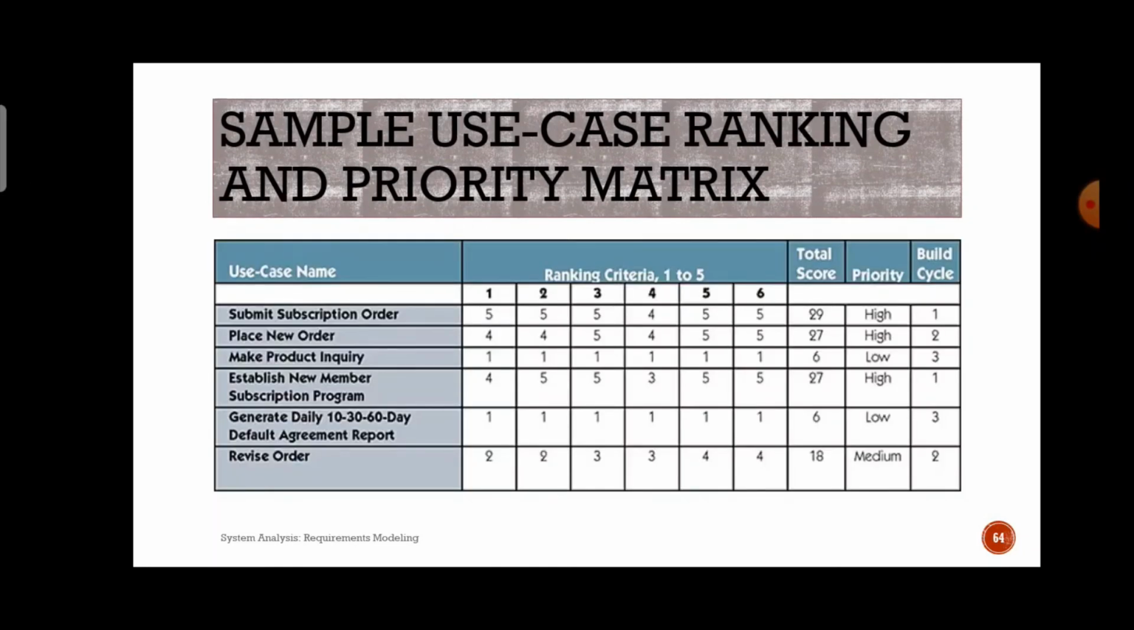So, this is the sample use case ranking and priority matrix. In this one, the use case name is submit subscription order. In the ranking criteria, you can give at least 1 to 5 points. Then you should total all the scores, and then it should be prioritized and assigned a build cycle.